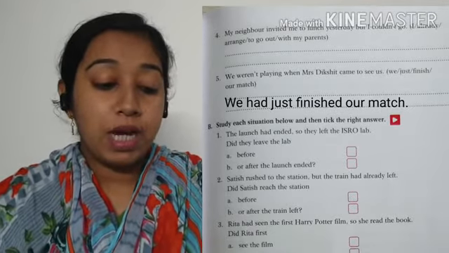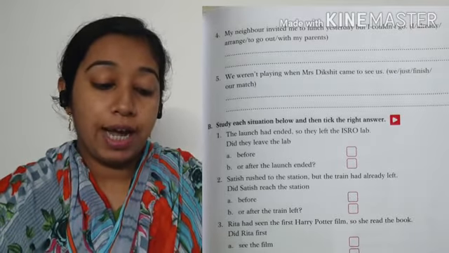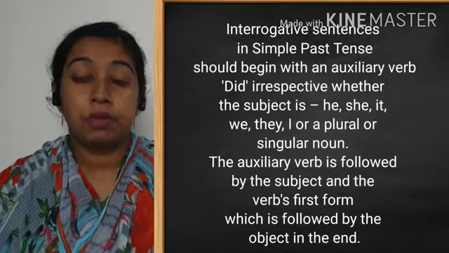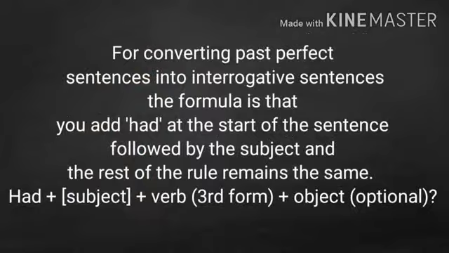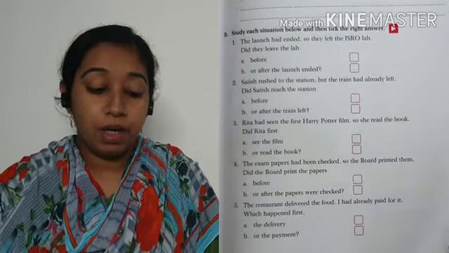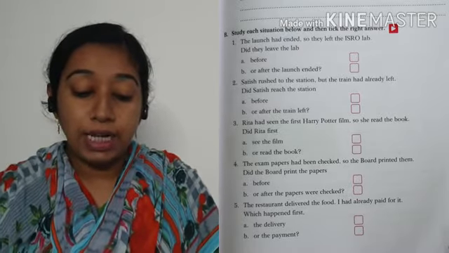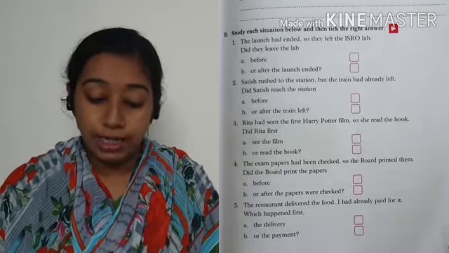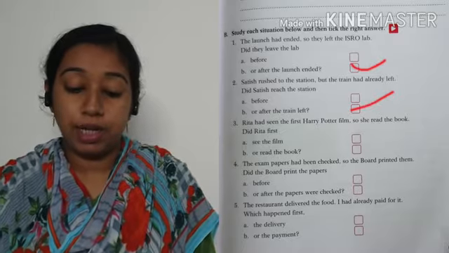Now study each situation below and then take the right answer. The launch had ended, so they left the ISRO lab. When we have to form an interrogative sentence, a few examples given over here. Study each situation below and then take the right answer. In this exercise, you will come to know better. The launch had ended, so they left the ISRO lab. Did they leave the lab after the launch ended? Is the right answer. Satish rushed to the station, but the train had already left.